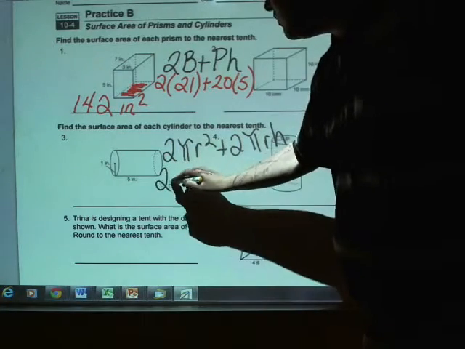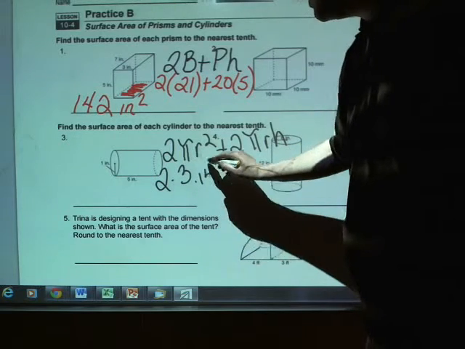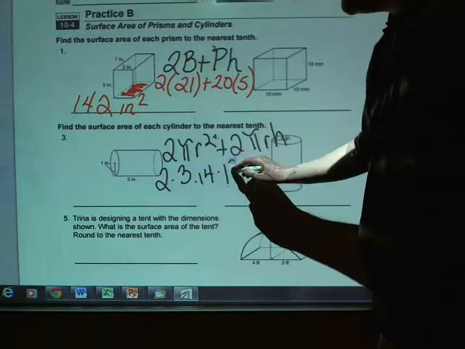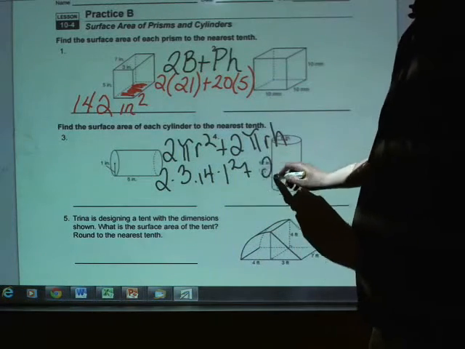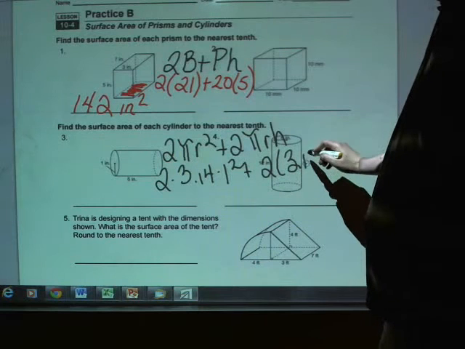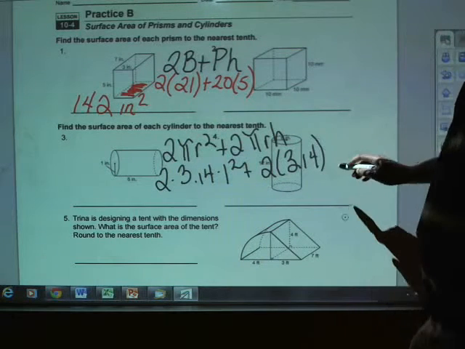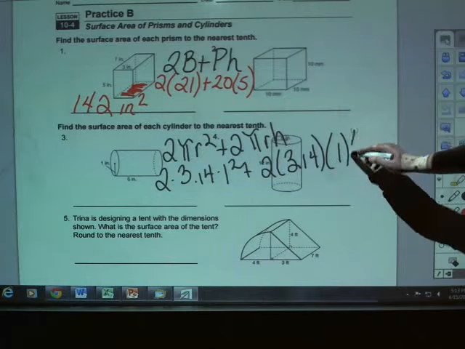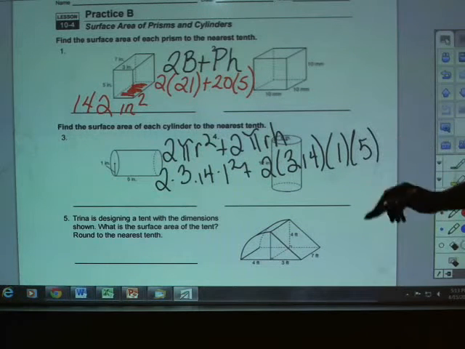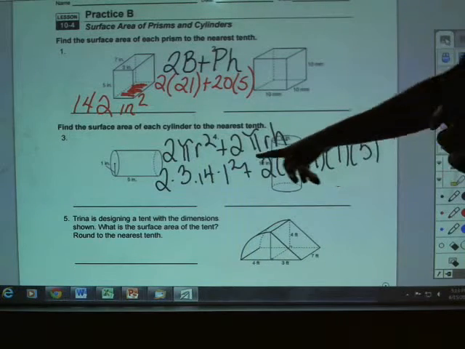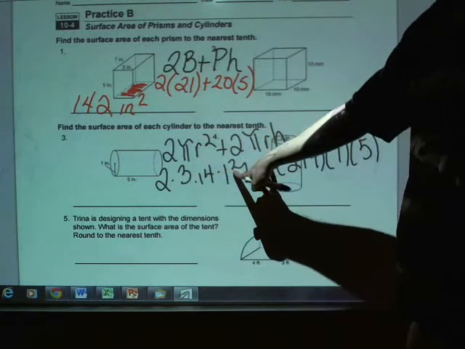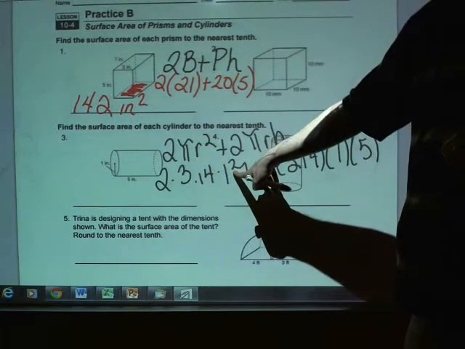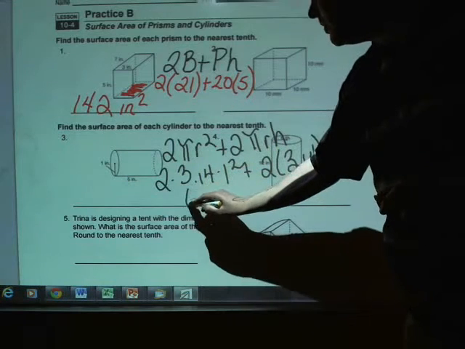So we're going to do 2 times 3.14 times the r number squared, 1 squared, plus 2 times pi 3.14 times the r number, which is 1, times the h number, which is 5. All right, well, let's simplify that here. We've got 2 times 3.14 times 1 squared. Well, even if I square 1, it's still 1. So that's 6.28.